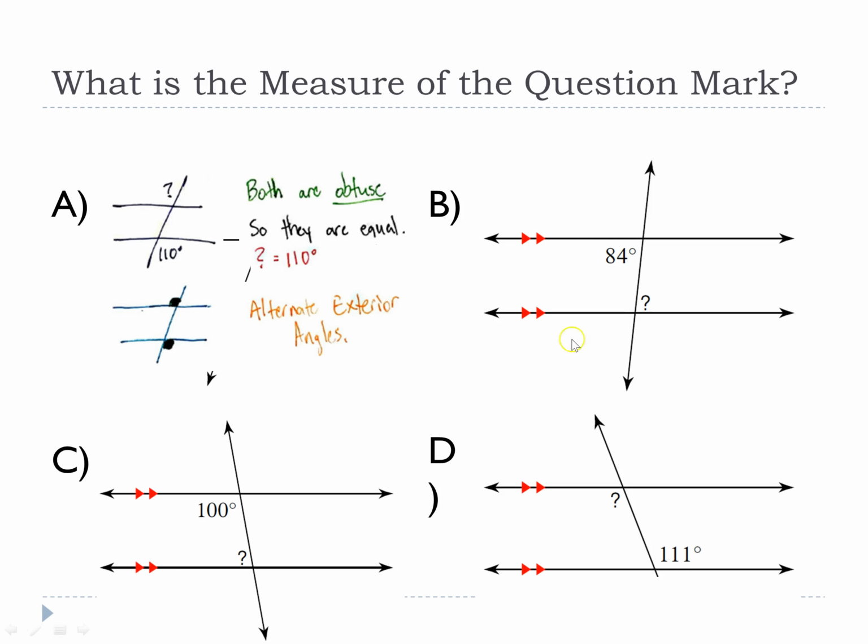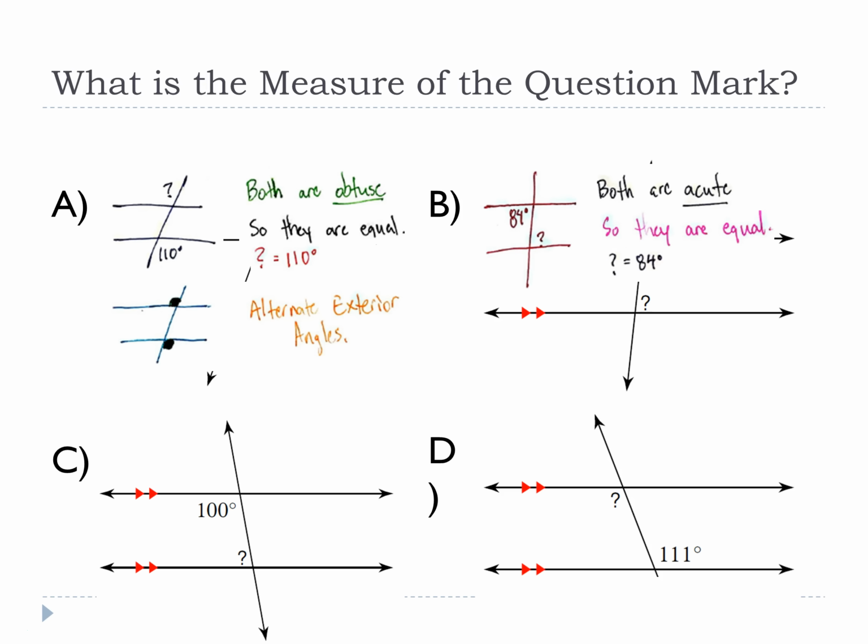Sweet. So let's take a look at B. If you said that the question mark was equal to 84 degrees, then you are absolutely correct because both are acute. So they have to be equal. And they're alternate interior angles. Awesome. So this leads us to C, which is definitely different.